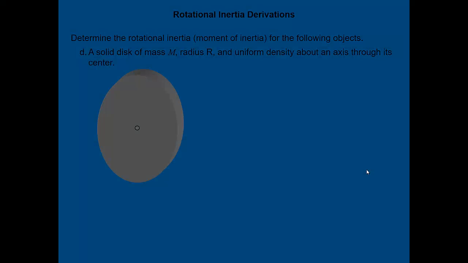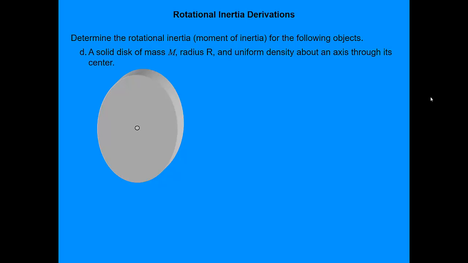Okay, next one. A solid disk of mass m and radius r and uniform density, about an axis through its center. So the radius is r, and there's the axis of rotation. Can you see the three-dimensional aspect here? So this would spin, or again, if it was rolling. So the total disk has a mass m and a radius r.